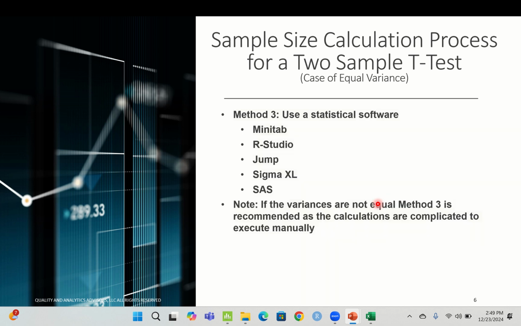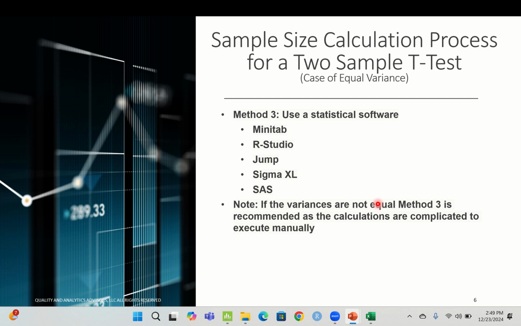And the third method is using a statistical software such as Minitab, RStudio, JMP, Sigma XL, or SAS. In our example here, we're going to show you how to do this using Minitab, which is a very common tool in companies that use Lean Six Sigma.